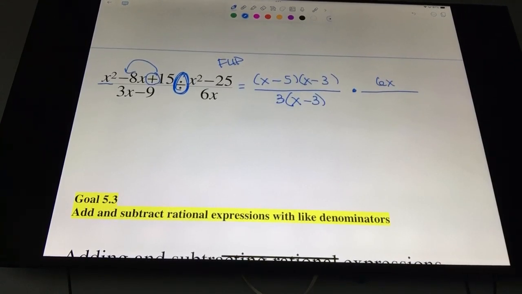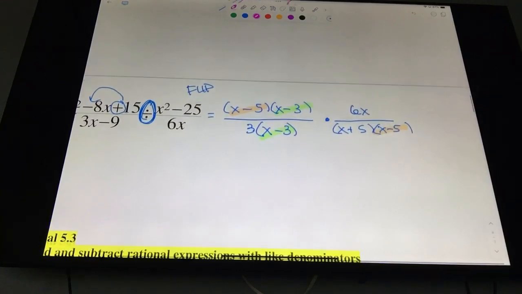And then x squared minus 25. Is there a common factor? No. Is it a difference of squares? Yes. So x times x, 5 times 5, plus minus. So I've got that with that. I got that with that. So those are gonna cancel.